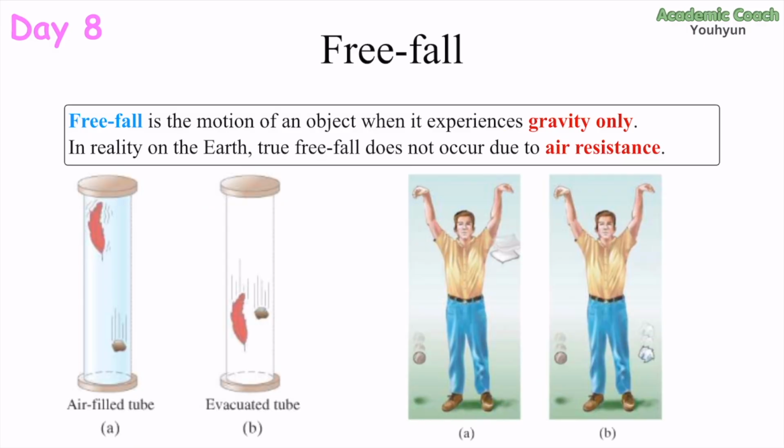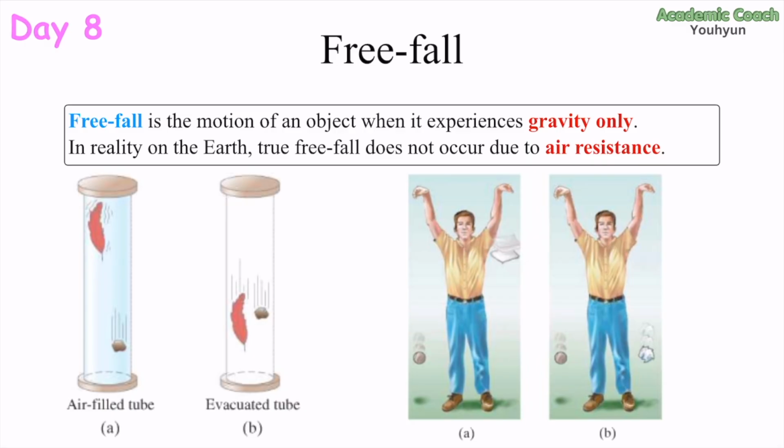So in reality, on the Earth, because of air resistance, there is no true free fall unless you put that object into an evacuated tube. That also explains why when you drop a feather and a stone, in reality on the Earth, the feather drops at a much slower rate due to more air resistance. And the amount of air resistance an object receives depends on its material and its shape.